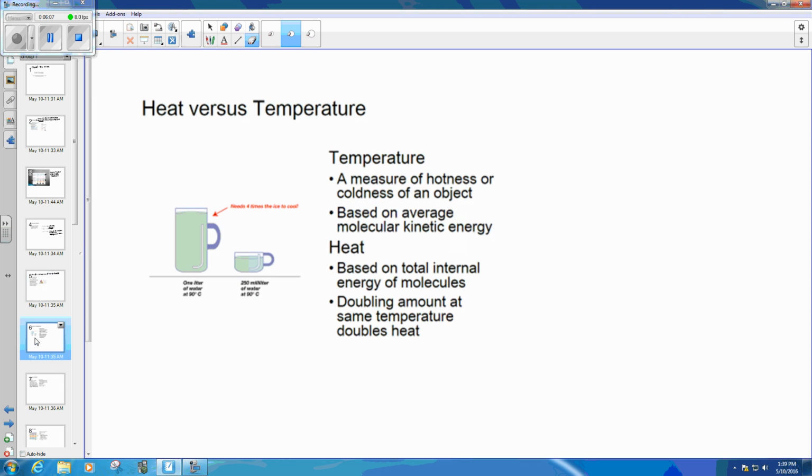So, here is what we say. What's the difference? Well, temperature, we said, is a measure of hotness or coldness of an object, and it's actually a measure of the average kinetic energy of the molecules, whereas heat depends on the internal energy. It's a form of energy of the molecules, and we say heat is transferred whenever there is a temperature difference.